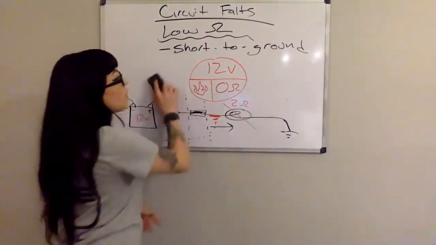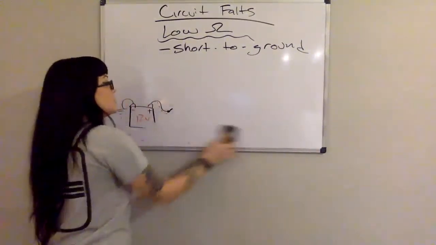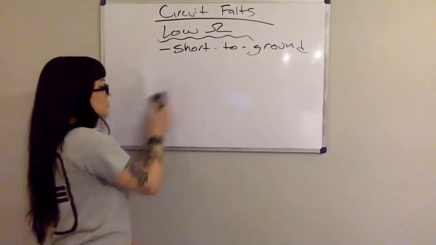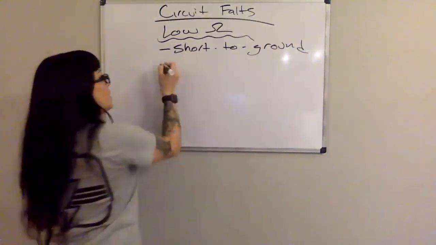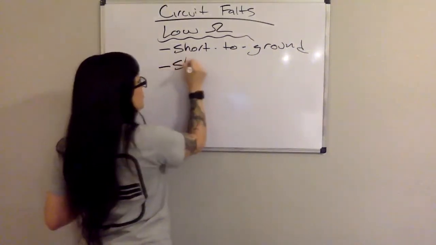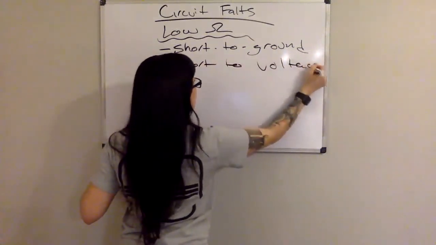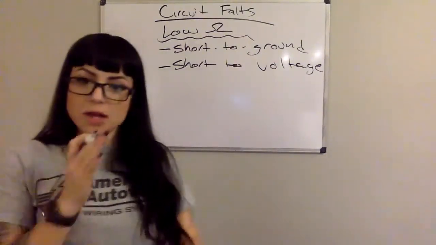There is one more type of low resistance fault. This one's always super fun to diagnose. It's always really hard for me to not laugh when customers come in with this next one. The last one is called a short to voltage. And this generally means that two circuits are crossing when they're not supposed to.